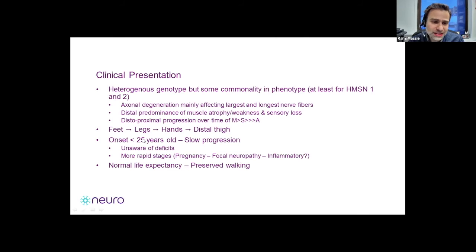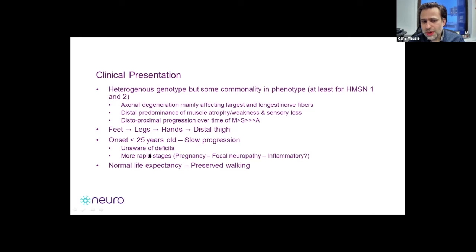So there's this progression that starts distally to proximally of motor symptoms first, and then sensory symptoms, which are often negative sensory symptoms. So loss of sensation, not as much tingling, maybe a little bit of numbness, but mainly loss of sensation, that dead wood feeling, and not a lot of autonomic dysfunction for their Charcot-Marie-Tooth patients. Starts in their feet, then their legs, then their hands, and rarely up to the distal thigh. And often they're unaware of these deficits.